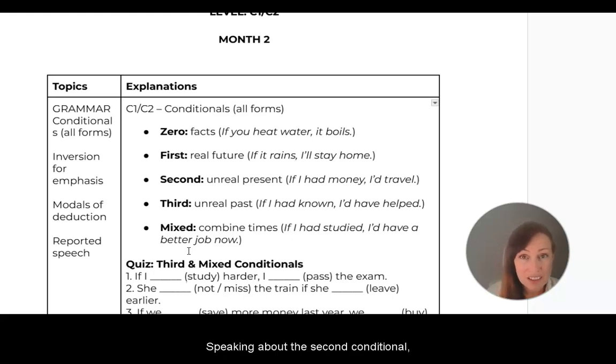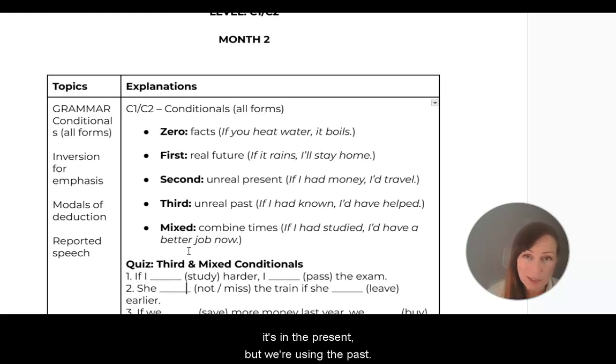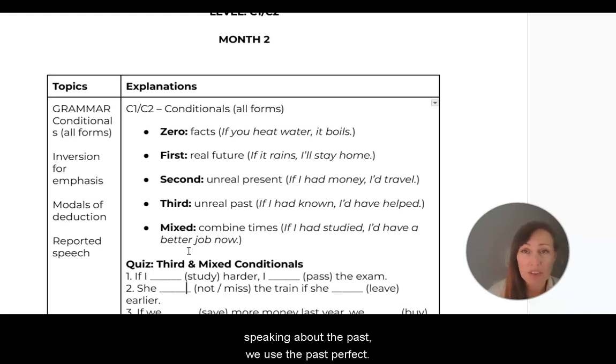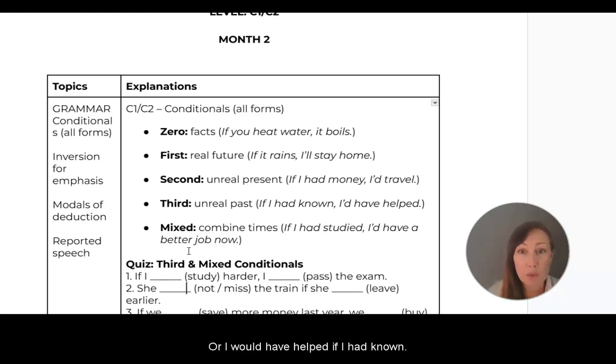Speaking about the second conditional, it's in the present, but we're using the past. Don't you love English? So if I had money, I would travel. So past plus would. I would travel if I had money. In the verb to be, we generally use were. If I were rich, I would buy, for example. The third conditional, speaking about the past, we use the past perfect. If I had known, I would have helped. Or I would have helped if I had known.